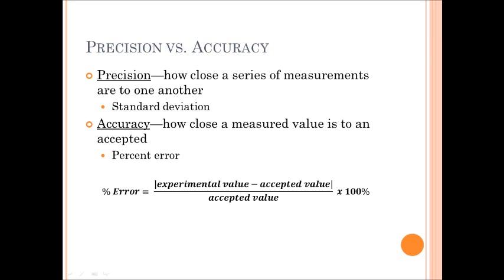Percent error is calculated by taking the absolute value of the experimental value minus the accepted value, divided by the accepted value, times 100. Now, the main thing is we won't deal with negative percent errors, so if you have a negative difference in the numerator here, you ignore that sign. This is one of the formulas that will be given on your midterm.